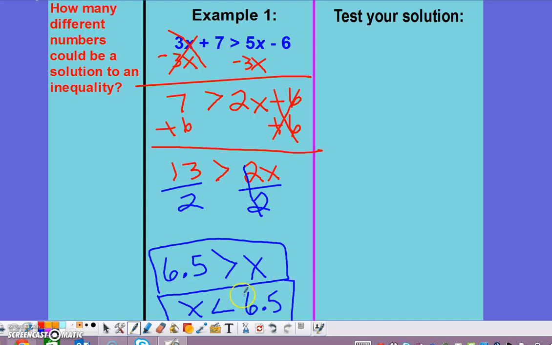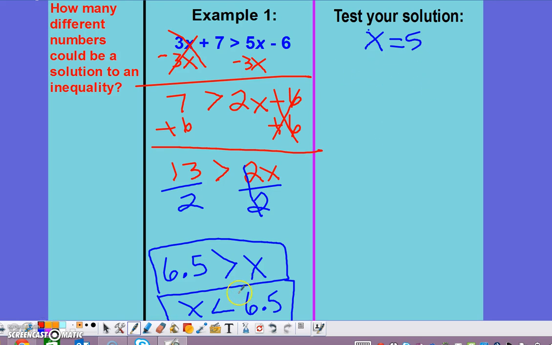So that means if I pick any number that is less than 6.5, it should give me a true statement when I substitute it into my inequality. So let's try that. Because x is less than 6.5, let's think of a number that's less than 6.5. I'm just going to pick 5. So I'm going to substitute in x equals 5, and we're going to see how that works out for us.